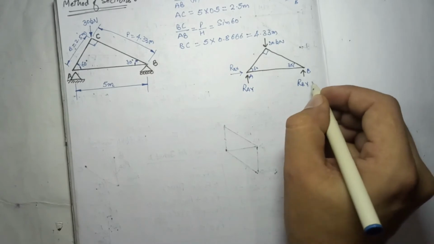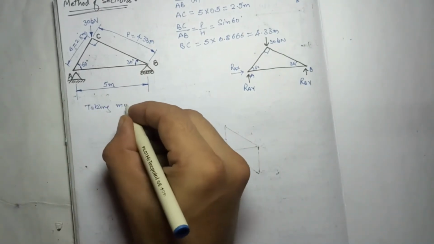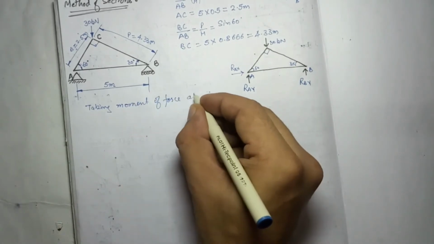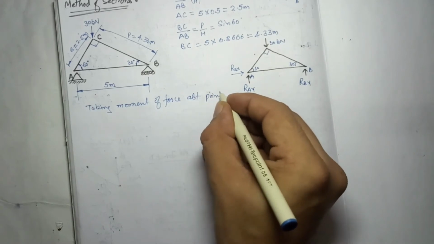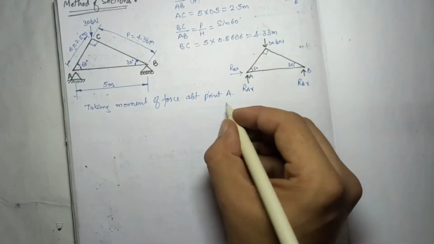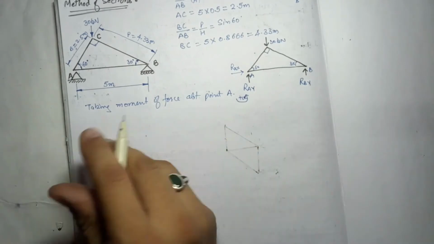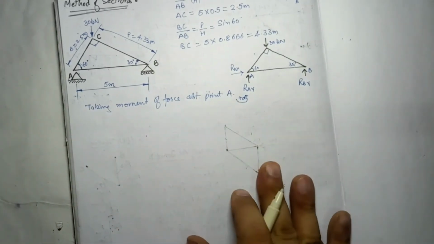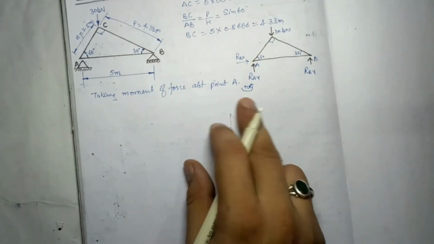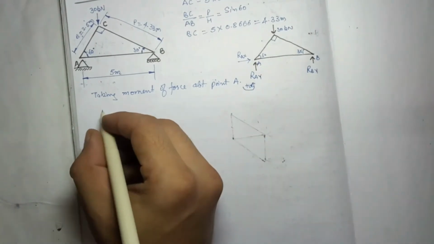out RBY very easily. So we are taking moment of force about point A, taking moment about point A. I'm assuming that, let's say, anti-clockwise positive. I have discussed all these things in detail in the method of joints. If you have any confusion in this, you can watch that video so that all of your doubts will be clear. So taking the moment about point A, we will write the equation.